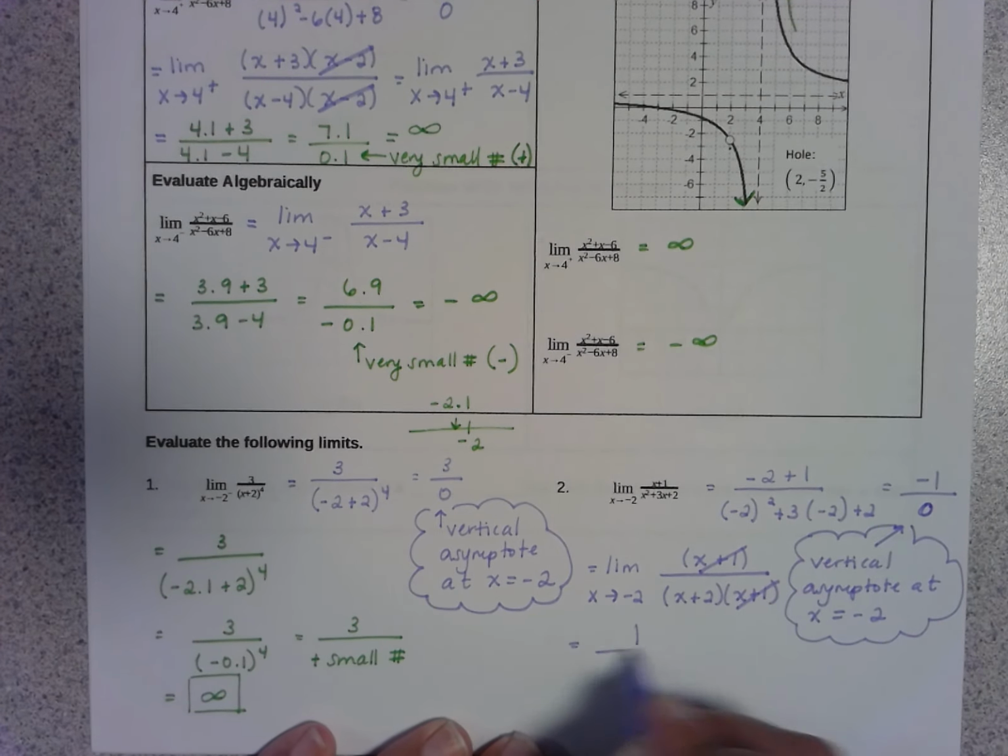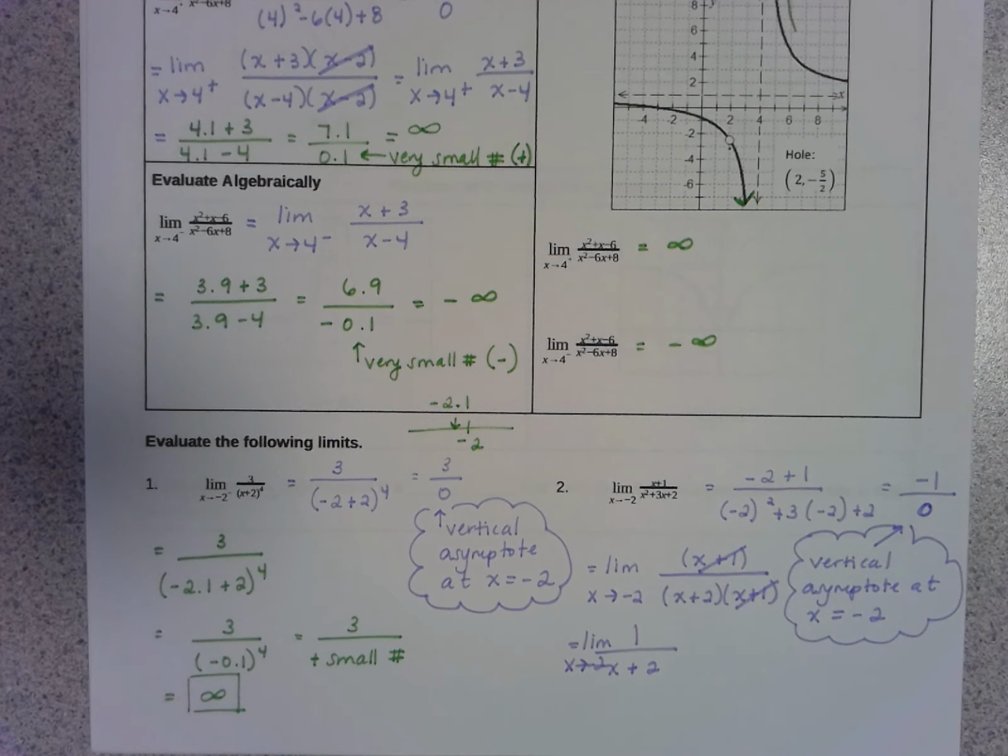Now that's great, but it doesn't fix my situation here. I have 1 over x plus 2, and I'm still trying to find the limit as x approaches -2. So I still can't plug in my number because I'm going to have 1 divided by 0. To do this then, I'm going to need to check both sides of the limit.